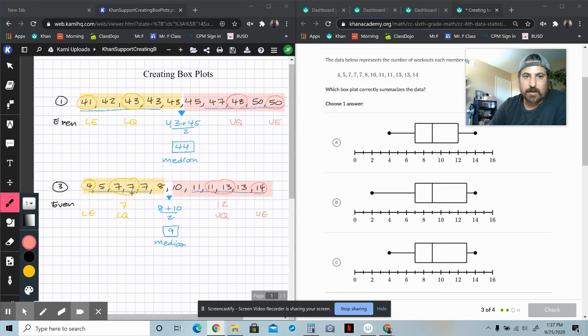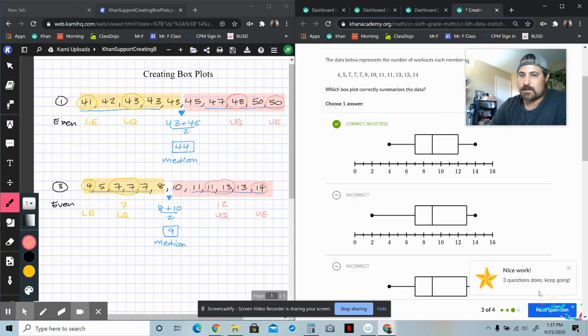And then the box is going to be from 7 to 12. So there's 7, there's 12. It looks like this is a good answer. And there's 7, there's 13. So this is a bad answer. So it's going to be A. And then just to prove it, the median should be right down at 9, and it is. So that's it. It's going to be A.